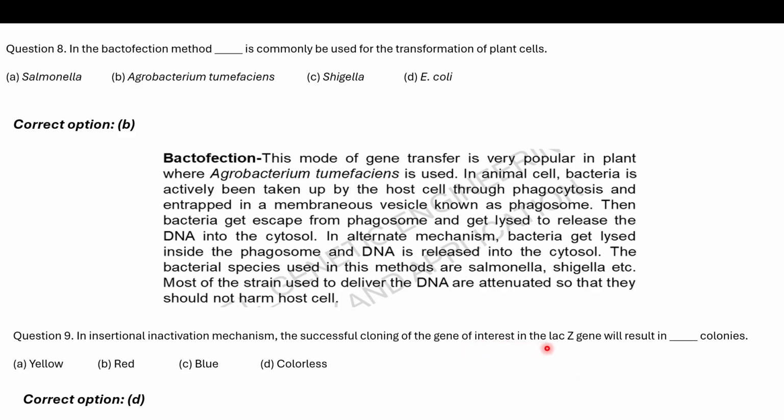So if the gene of interest is inserted anywhere outside the LacZ gene, or it hasn't been inserted at all, then the LacZ gene will be functional. It will encode for a functional alpha peptide. Alpha and omega will combine together to form a functional beta galactosidase, which eventually will act on X-gal chromogenic substrate to form blue colored precipitate or blue colonies, right? But the question talks about successful insertion of the gene of interest in the LacZ region. So that will eventually lead to white colonies. Okay. So option D.